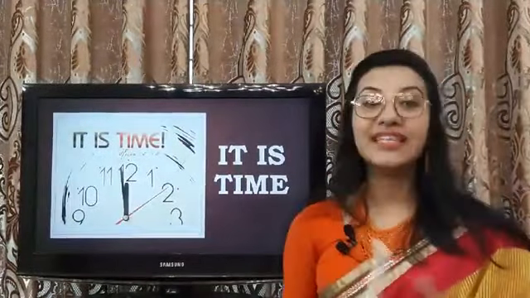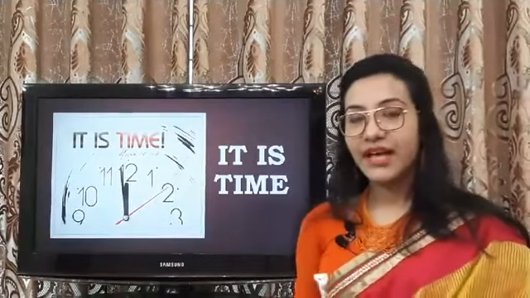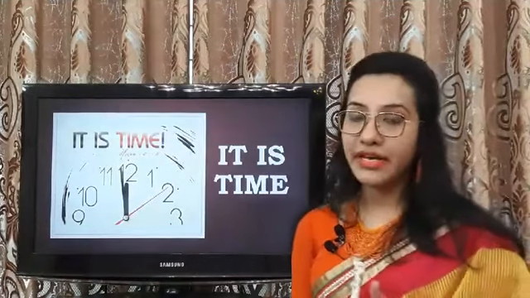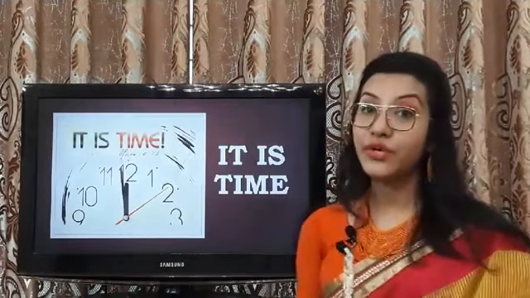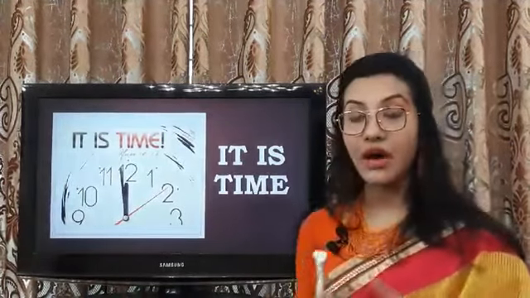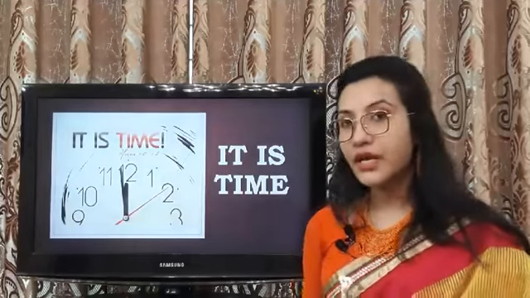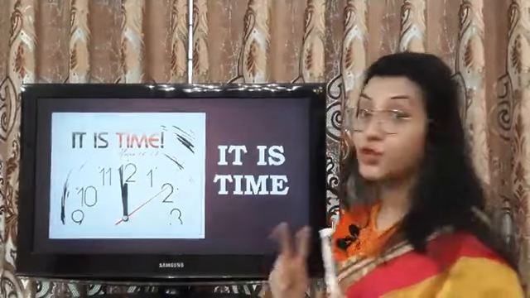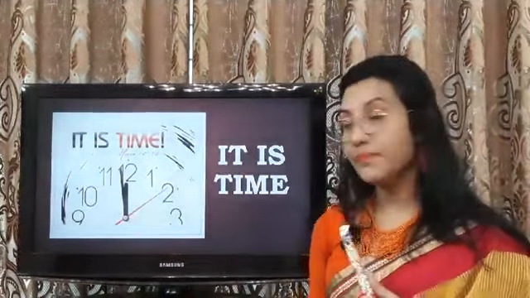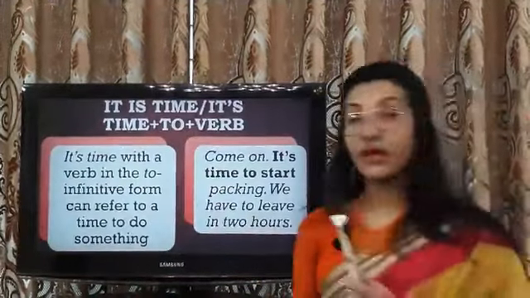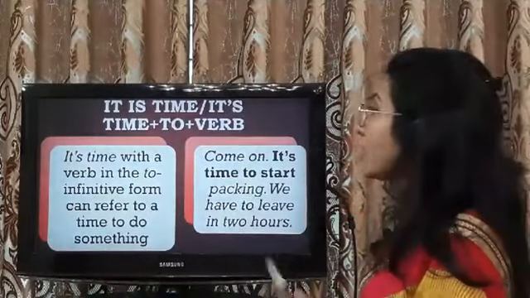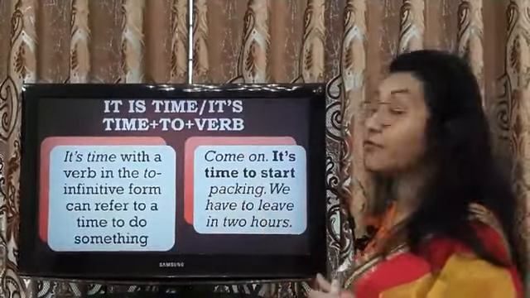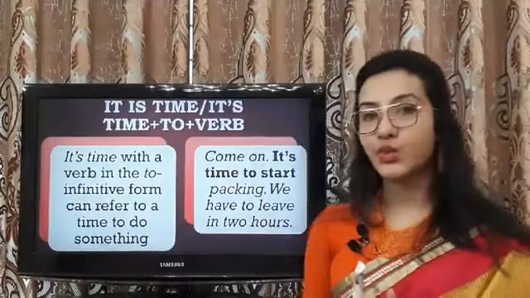Moving on, it is time. Now, if you remember, in right form of verb, I have shown you a structure of it is time, how it can be used in past form. So let's see, we are going to have another example here today. Now the first one is it is time or it's time, to plus verb.